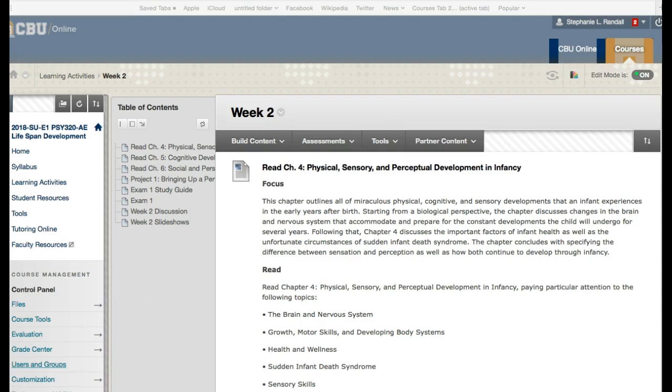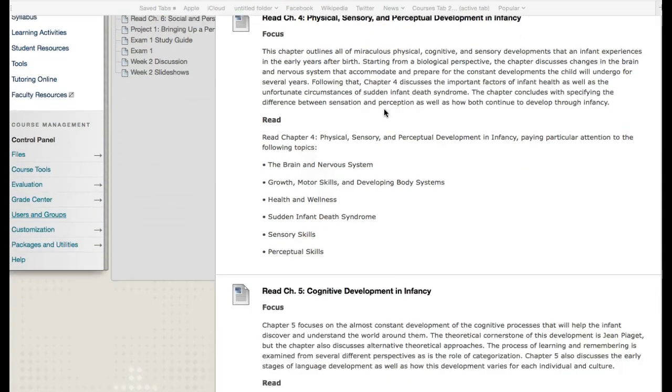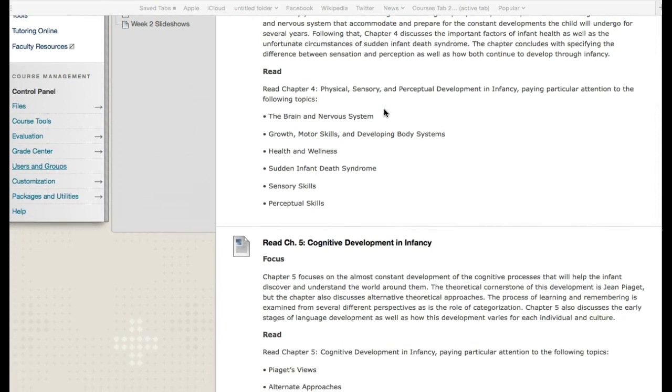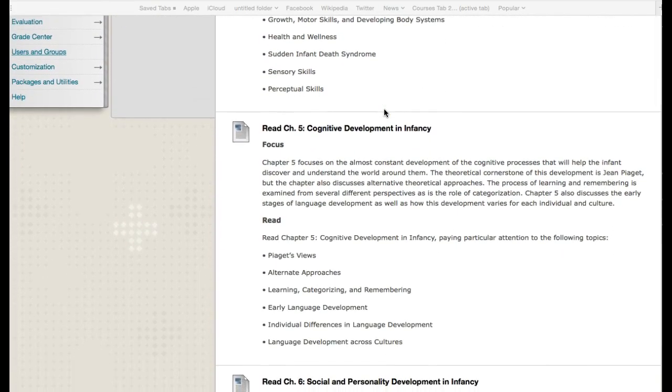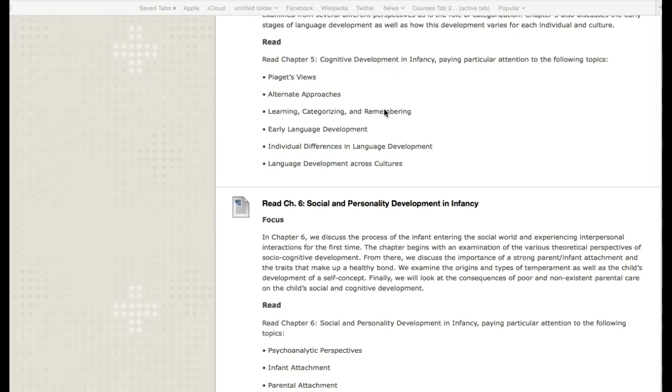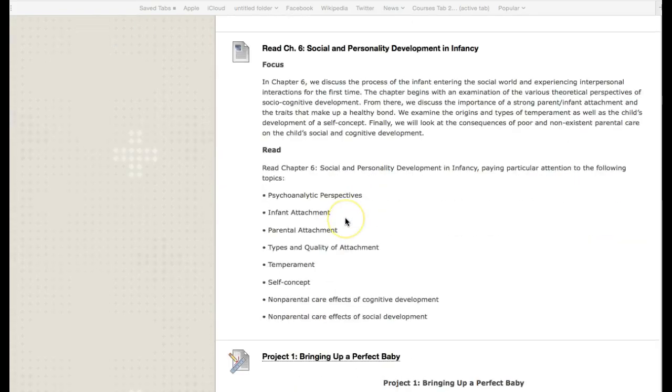So what I'm going to do is go ahead and review the assignments for the week. This week, of course, you have to read chapters 4, 5, and 6. Chapter 4 will be over physical, sensory, and perceptual development in infancy. That will be the focus for that chapter. Chapter 5 will be cognitive development in infancy. And chapter 6 will be social and personal development in infancy. And I'll go into a little bit more detail about those once we start the PowerPoint presentations.